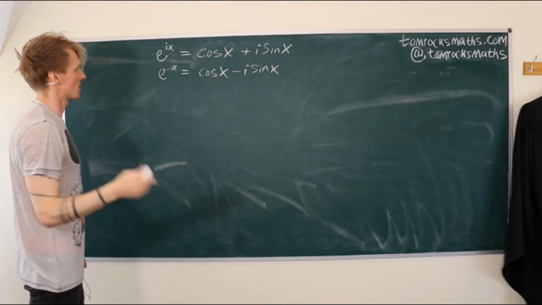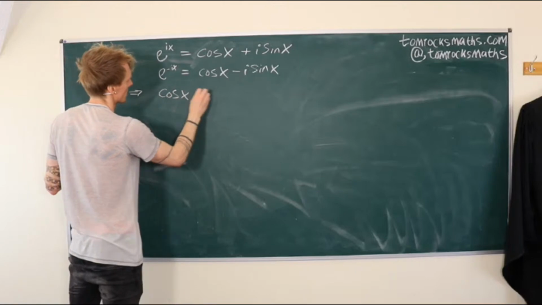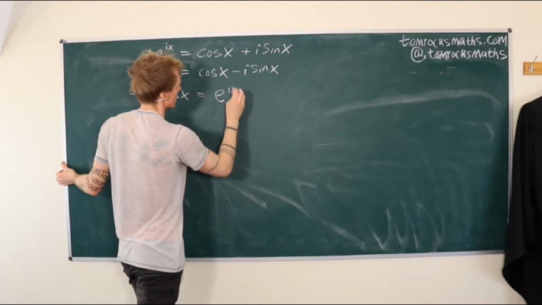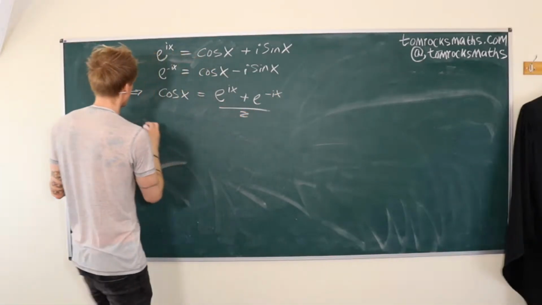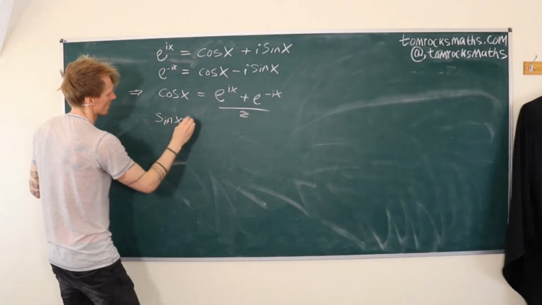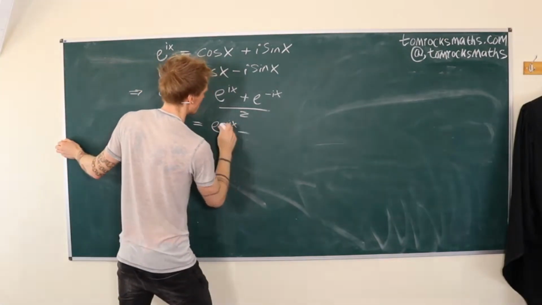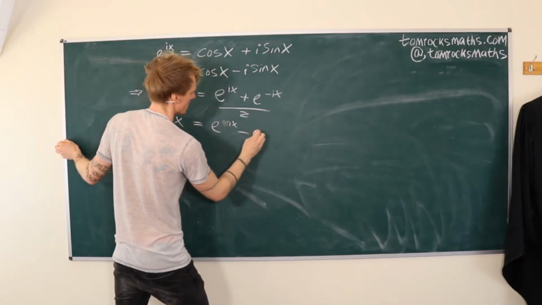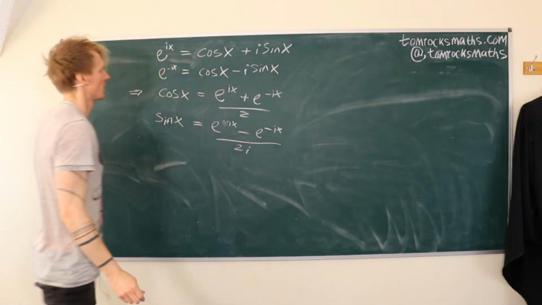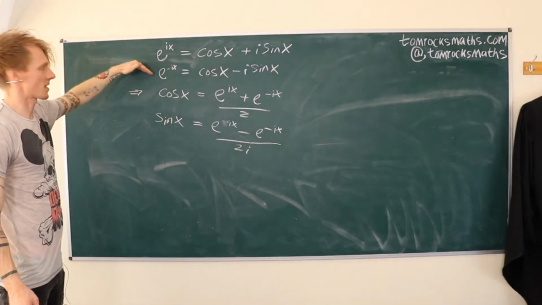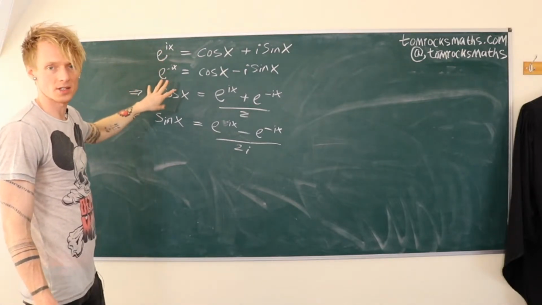And then those two results together allowed us to deduce that cos of x was given by e to the ix plus e to the minus ix over 2, and sine x was equal to e to the ix minus e to the minus ix over 2i. So we started with Euler. This came from odd and even functions. These came from algebra, adding the two and then subtracting the two.